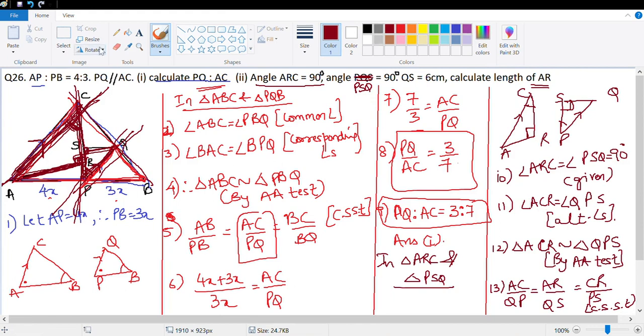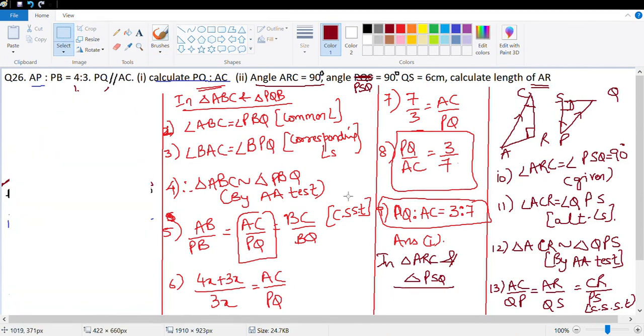CSSP. Okay, and I will have to erase the first part of the question for me to be able to get the solution. So this is point number 14.